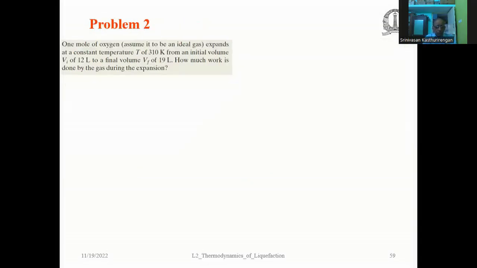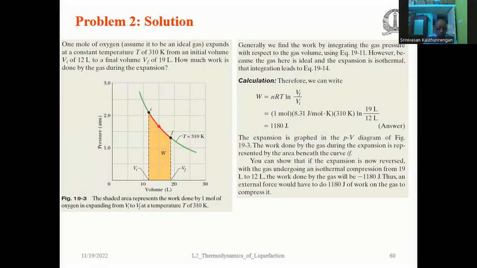Now, 1 mole of oxygen treated as an ideal gas expands at a constant temperature of 300 Kelvin from an initial volume V1 of 12 liters to a final volume of 19 liters. How much is the work done? So we have a pressure and then the volume. The initial pressure is 2 atmospheres and the final pressure is some value we don't know. And the volume changes from 10 liters to 20 liters.